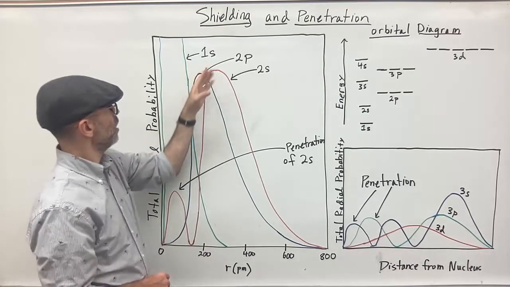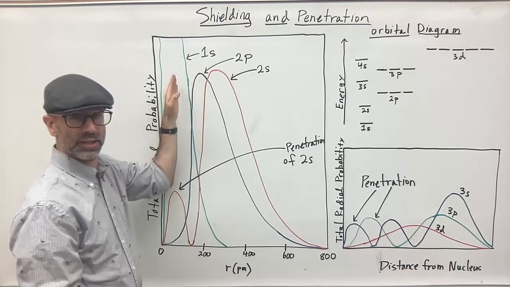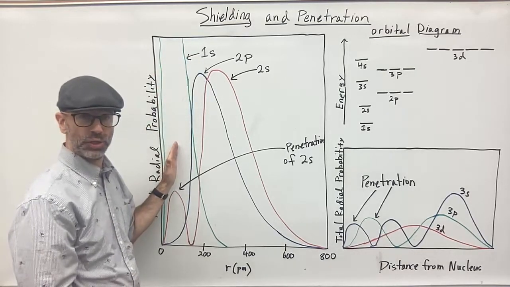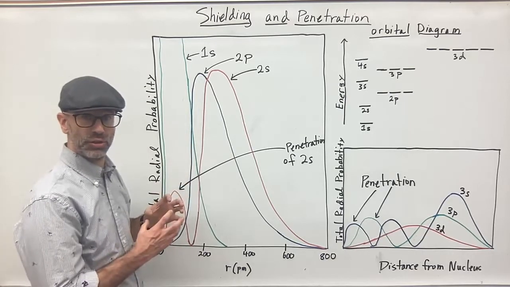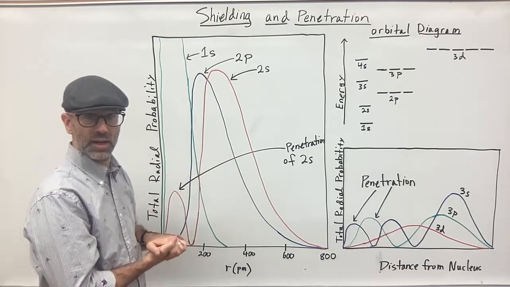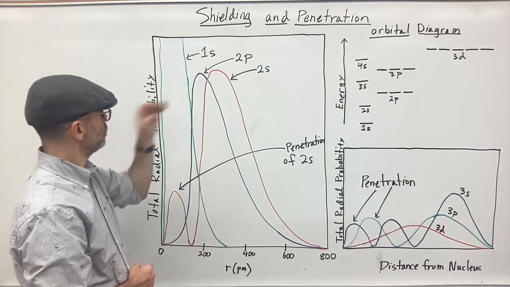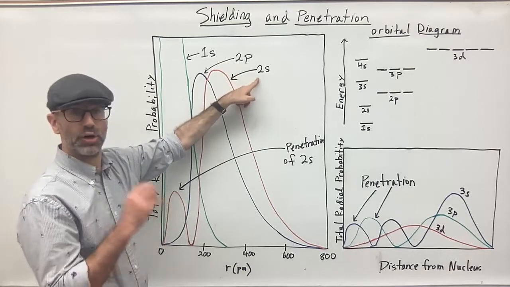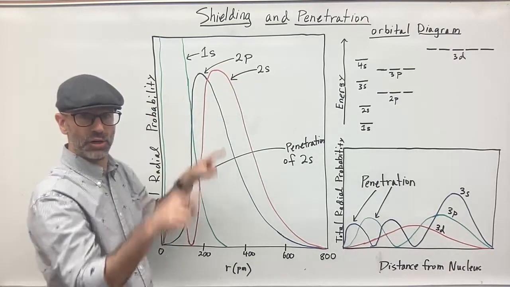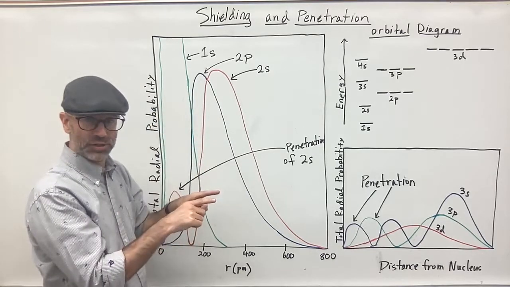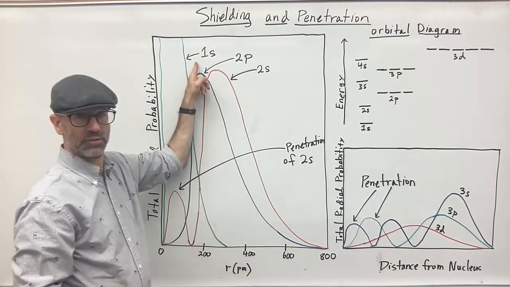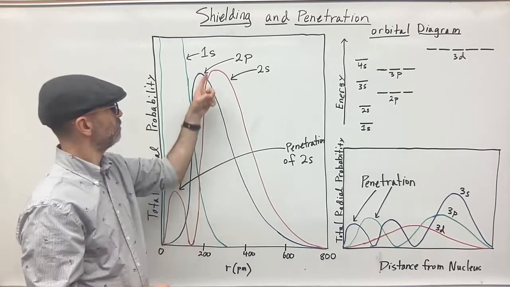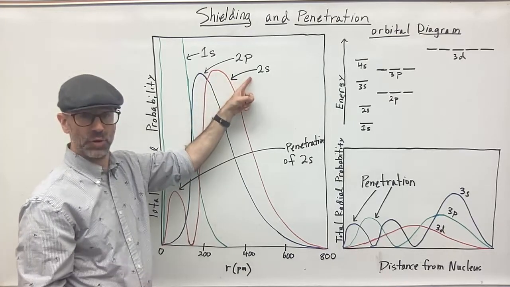And so when we think about shielding, remember the 1s electrons are closer to the nucleus, and so they're going to shield the nucleus from higher energy sublevels. Here we have the 2s and the 2p. Because they're 2s and 2p, they're in the second energy level, the second outer shell, and the 1s electrons are in the inner shell. So the 1s electrons are shielding the nucleus from the electrons in the 2p and the 2s.